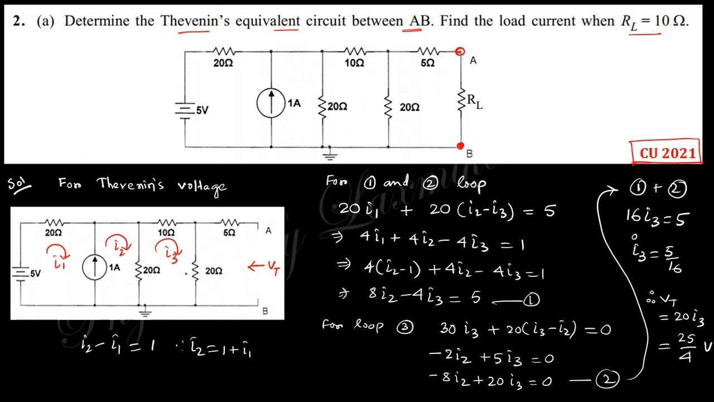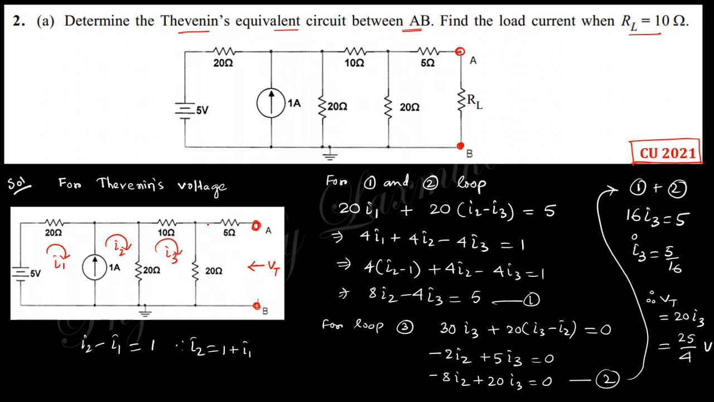For the Thevenin equivalent circuit, you need two things. First one is the Thevenin voltage. Second one is the Thevenin resistance. How will we find the Thevenin voltage? The Thevenin voltage will be calculated by omitting the load resistance. The voltage across this AB is the Thevenin voltage.